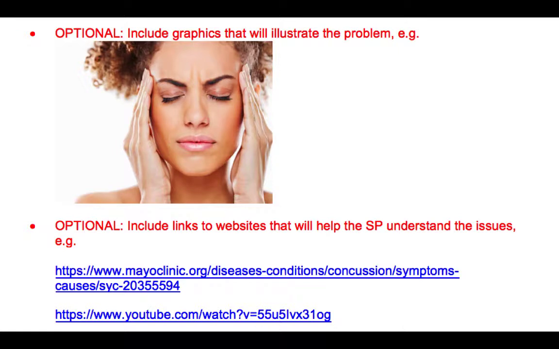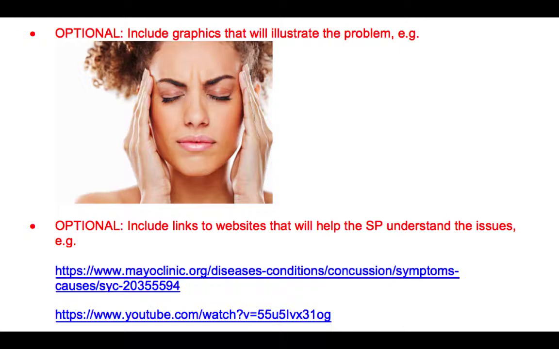Another thing that is optional, but you can also include links to websites that will help the SP understand the issues. And often the better SPs do their own separate homework and try to find out something about the case that they're playing. I think it's a good idea to vet these websites for them so that they're not misled. They're going to do it anyway, so you might as well do it for them.